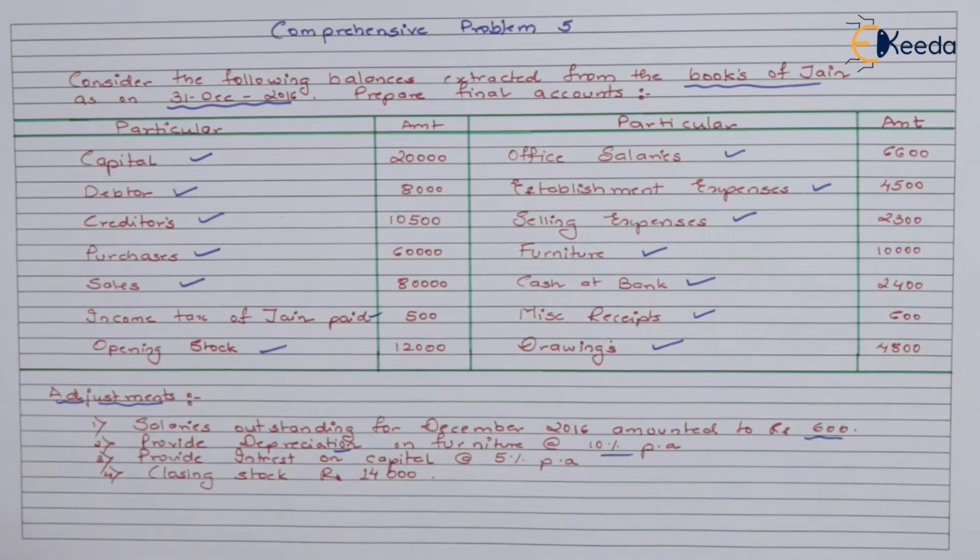The next adjustment refers to depreciation that is supposed to be provided at the rate of 10% on furniture. The effect of this specific adjustment will be, first, it will be shown on the debit side of the profit and loss account. Second, it will be subtracted from the cost of the asset in the balance sheet.